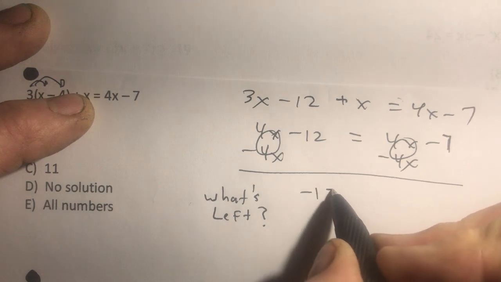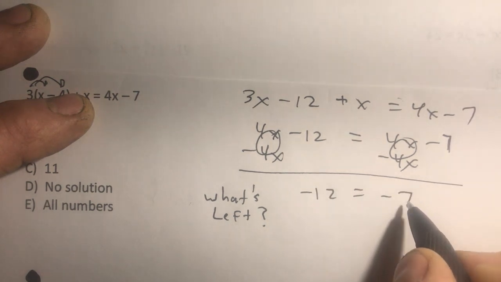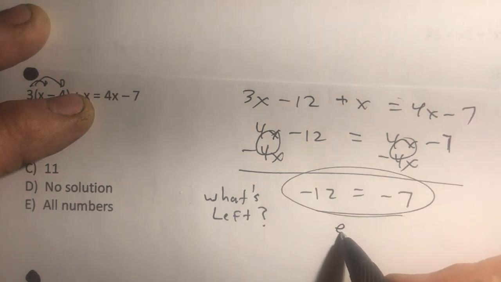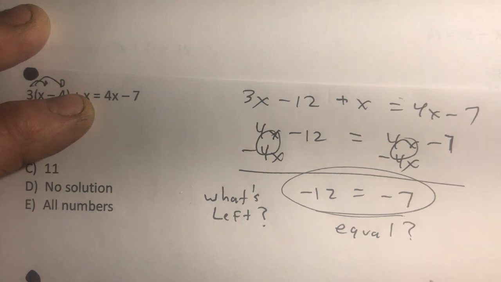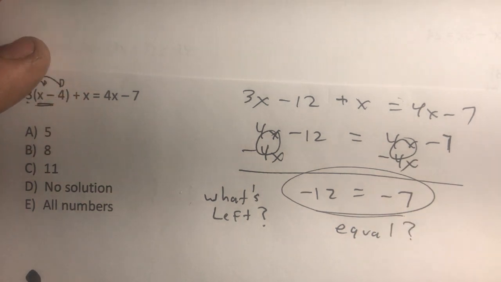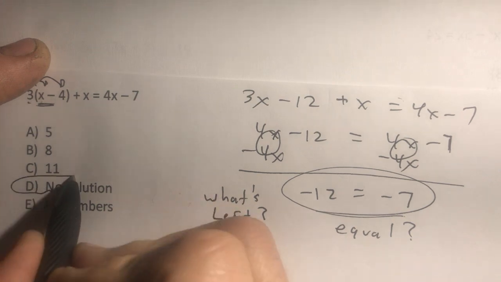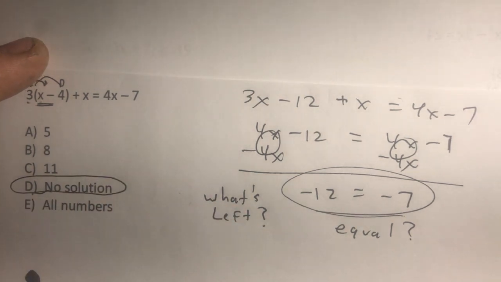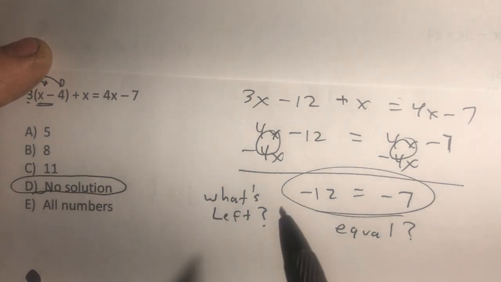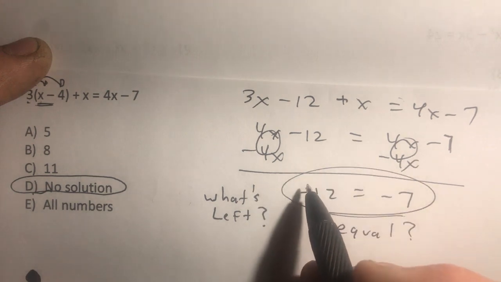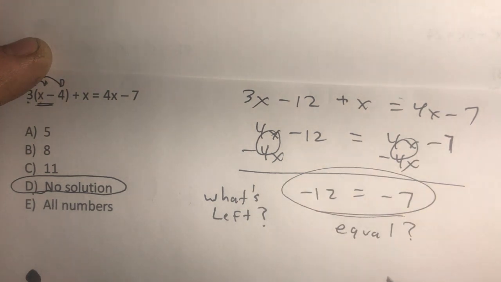Well, right here I got a negative 12. Over here I got a negative 7. Are these equal? No, they're not equal, which means there's no solution on this. There's no solution at all because my x's zero out and what's left is not equal.